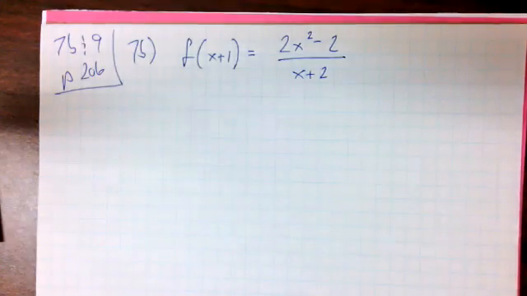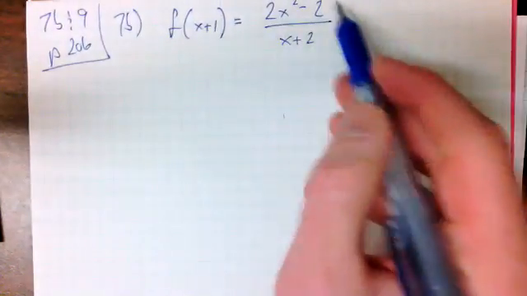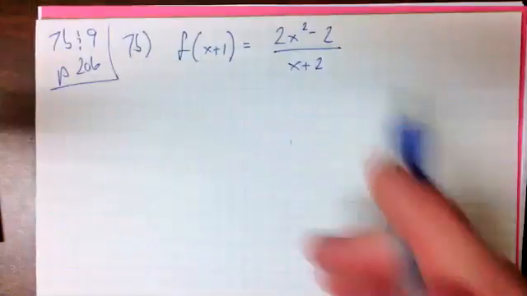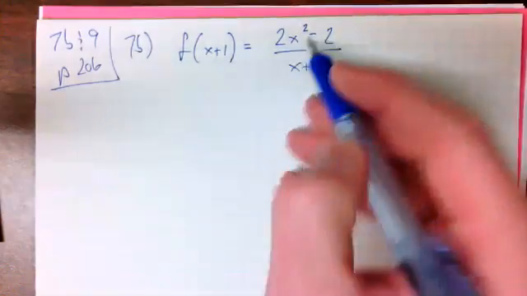Okay, I was asked to do these two questions, 7b and 9. So this is 7b. You're given this. This is f of x. I've kind of combined them here. If f of x equals this, find f of x plus 1.